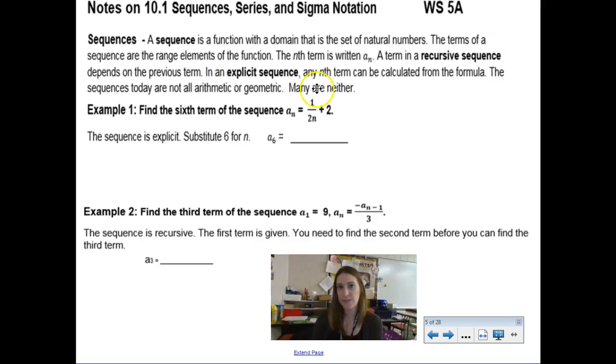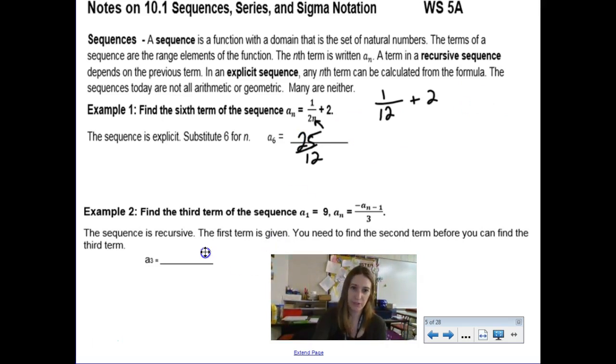So this is a sequence. A sub n equals 1 over 2n plus 2. It is not necessarily the type of sequence we already looked at with arithmetic and geometric, and that's all right. But what I want to know is, can you find the sixth term? Well, I'm just going to plug in a 6 for n. So 1 over 2 times 6, so 1 over 12 plus 2 is, let's see, 24 twelfths, so 25 twelfths? Could have done that on my calculator, obviously, but whatever.